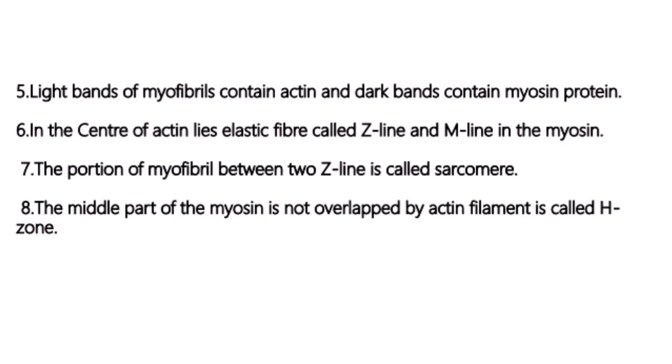The portion of myofibril between two Z lines is called a sarcomere. That is a unit of contraction. The middle part of the myosin that is not overlapped by actin filaments is called the H zone.